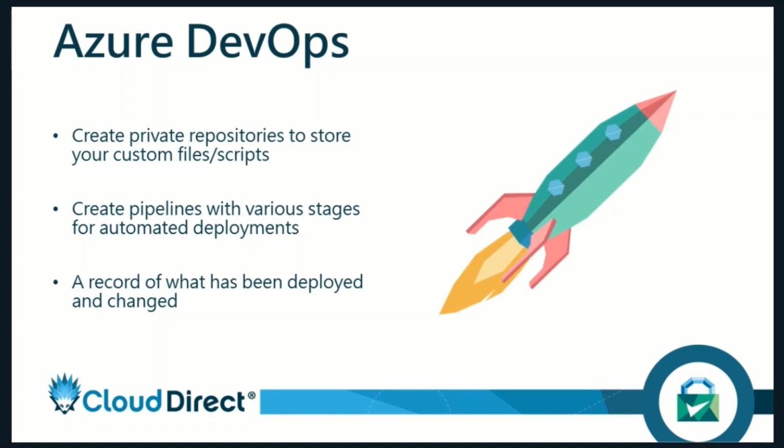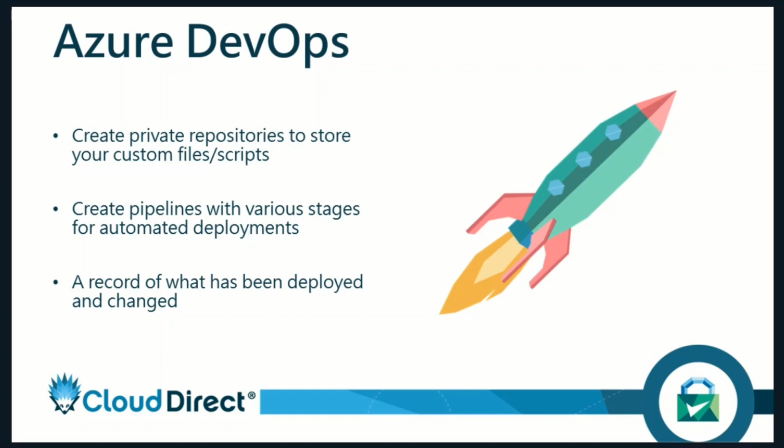So you can create private repositories to store your custom files and scripts. So if anyone's using GitHub at the moment to store your scripts or your projects, you can store them in Azure DevOps if you're looking to use this technology. Again, it's private. You need access keys to access it, so it's really secure, and it's exactly the same as GitHub in a secure way. If it's private, you need to specify access keys in your scripts to get that information from there.